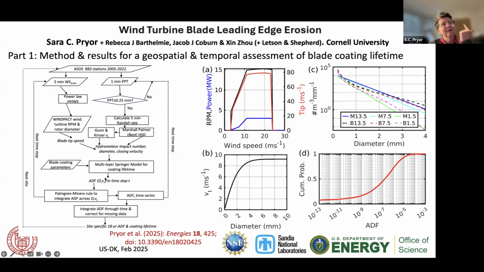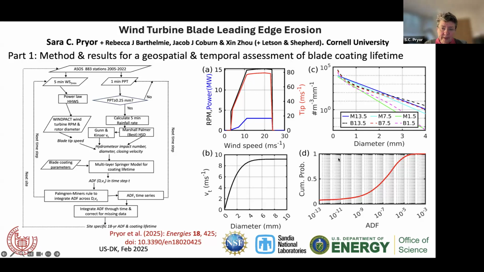At each location, each 5-minute period, I come out with what we call the accumulated distance to failure. So this is saying how much of my blade coating lifetime have I exhausted? I integrate across each diameter and closing velocity, accumulating everything in terms of its full velocity, closing velocity, and diameter, I can say in this 5-minute period how much total blade coating lifetime was exhausted.